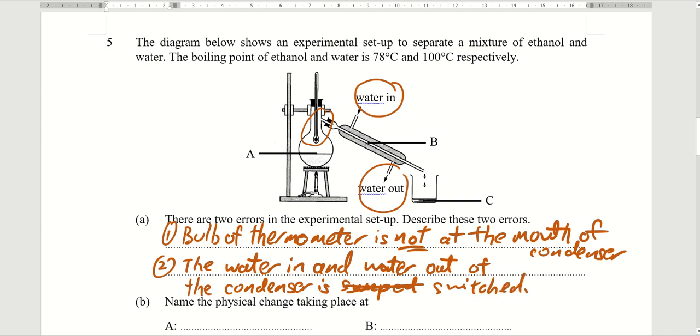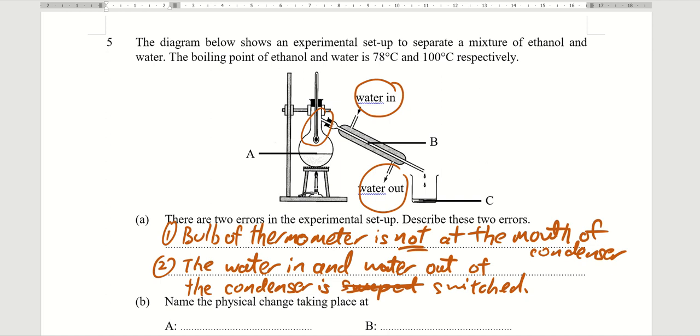Like what I've mentioned before, when the water in is at the top and water out is at the bottom, there will not be effective cooling of the vapor that is going to go through the condenser. At the same time, when the bulb of the thermometer is not at the mouth of the condenser, we will not be able to measure the correct temperature of the vapor that is coming out and proceeding into the condenser.